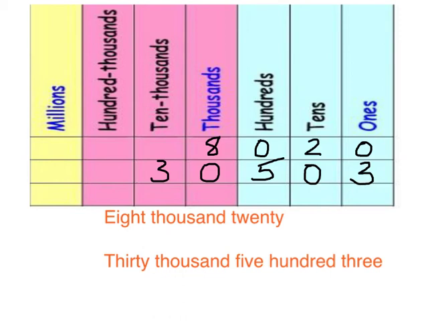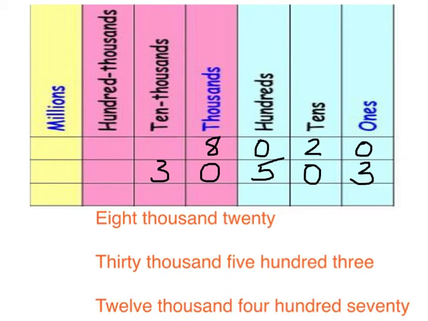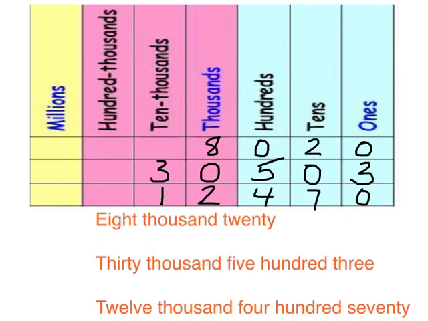Let's try one more example. For this last one, try the number 12,470 in your place value chart. So 12,470 looks like this.